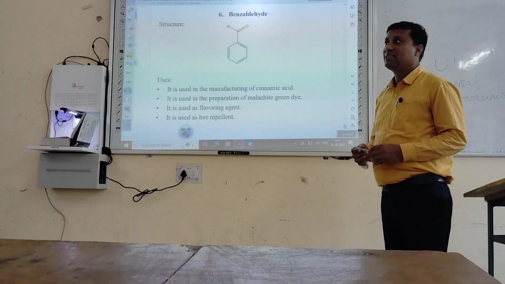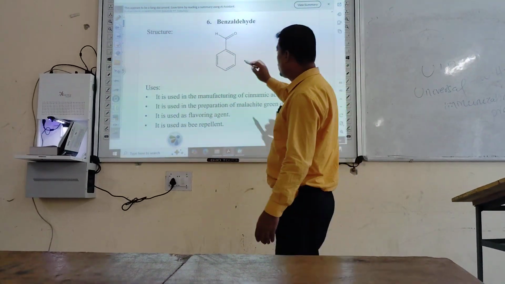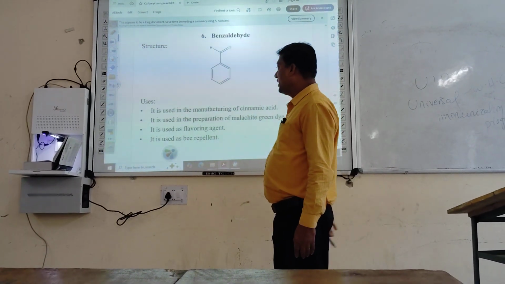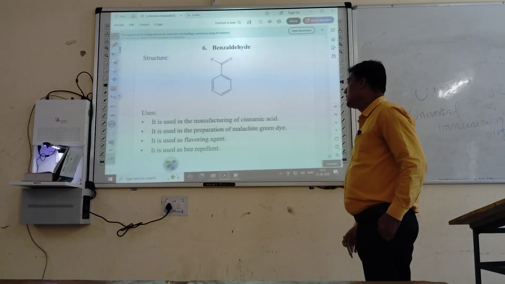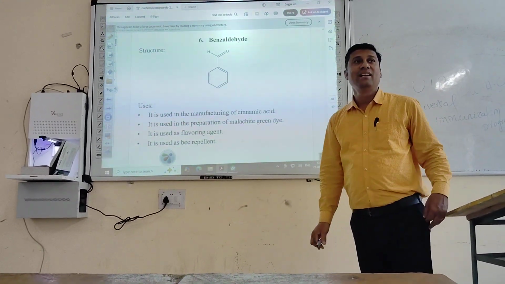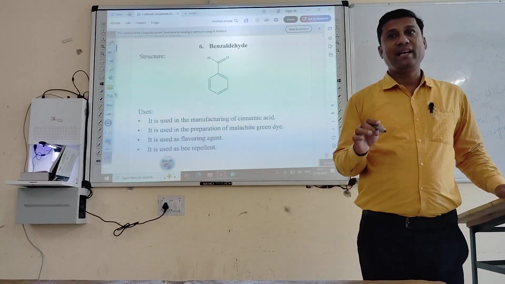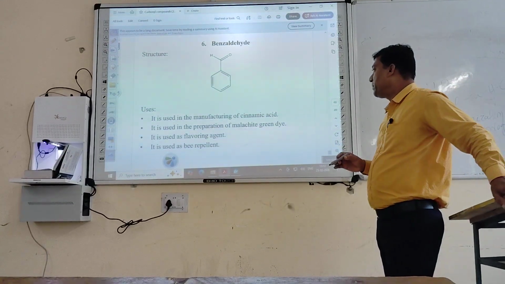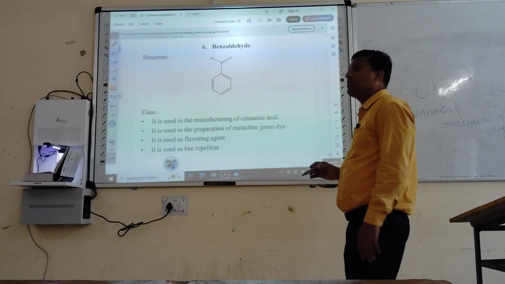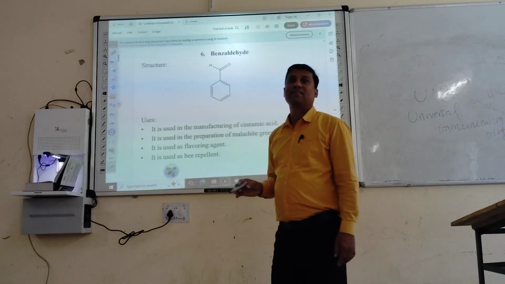Then benzaldehyde. Finally, the benzaldehyde. This is the structure of benzaldehyde. This is benzene, and it is an aldehyde. It is used in the manufacturing of cinnamic acid. Okay, cinnamic acid. What is cinnamic acid? Cinnamic acid is an alpha beta unsaturated compound. Okay. Then it is used in the preparation of malachite green dye. Okay, it is used as flavoring agent. It is used as bee repellent.